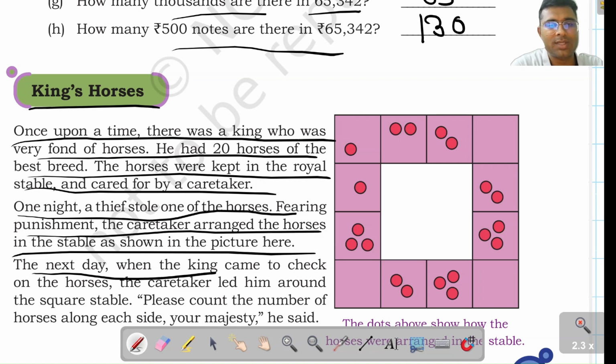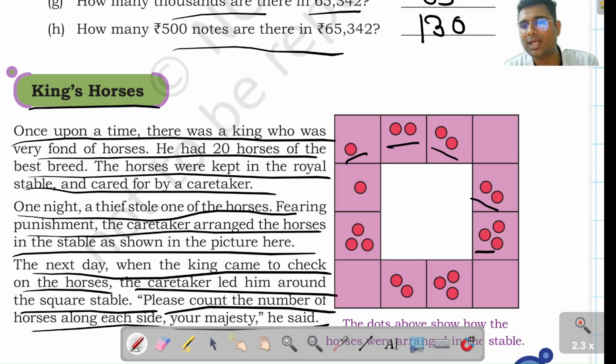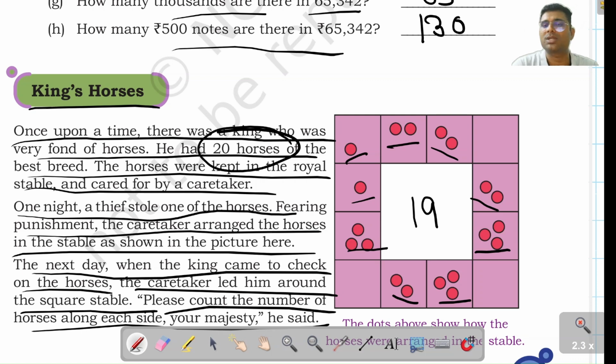The next day when the king came back to check on the horses, the caretaker led him around the square stable. Please count the number of horses along each side, your majesty, he said. So you can see here 1, 2, 3, 4, 5, 6, 7, 8, 9, 10, 11, 12, 13, 14, 15, 16, 17, 18 and 1, 19. There are 19 horses, and in the starting you can see there were 20 horses. One horse is stolen by a thief.